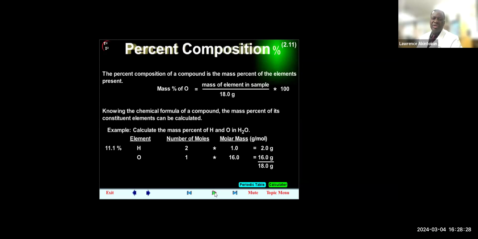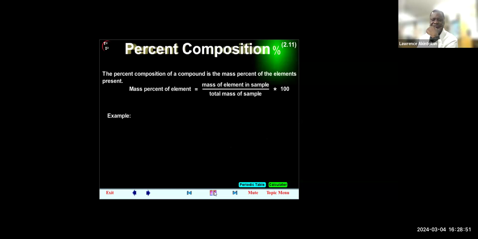Mass percent of O. In the same way, you can find the mass percentage of oxygen by putting the mass of the element in the sample, which is 16, over the total mass of 18, times 100. Equals 16.0 grams divided by 18.0 grams times 100 equals 88.9%. Calculate the mass percent of N in C3H3N. Okay, let me pause here and I want you to try this.